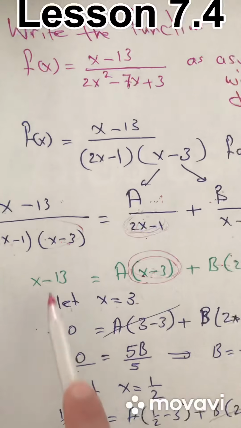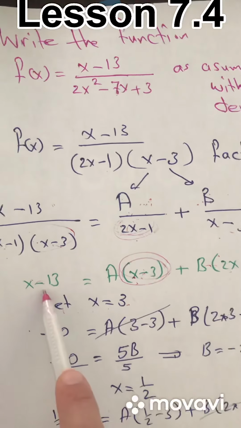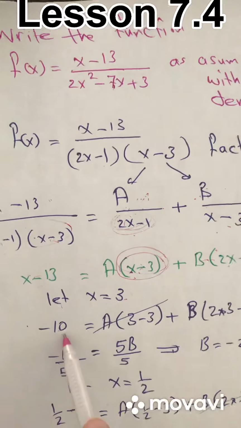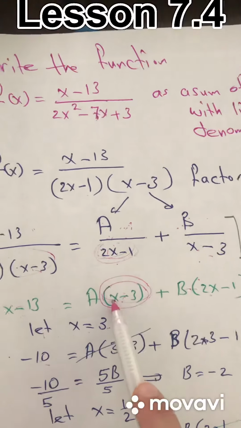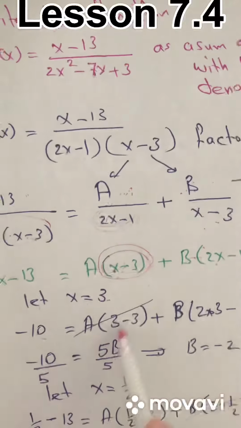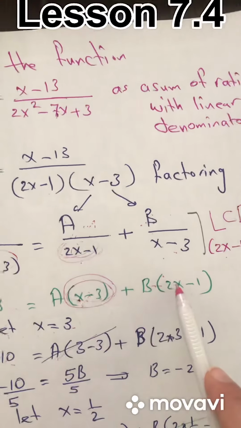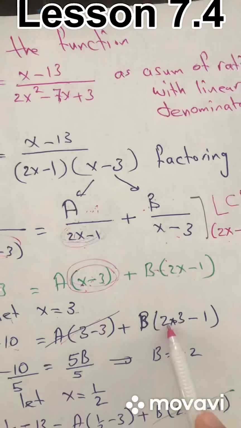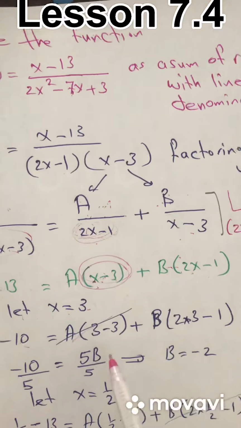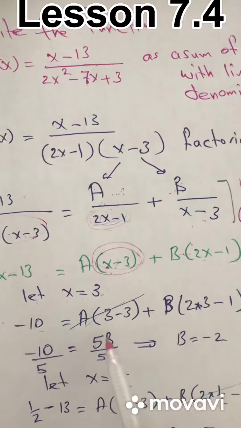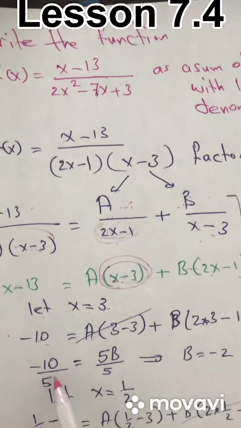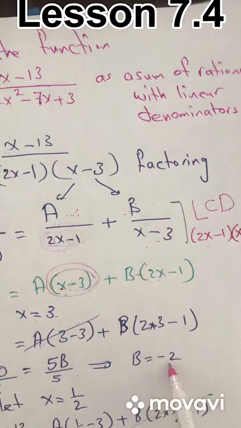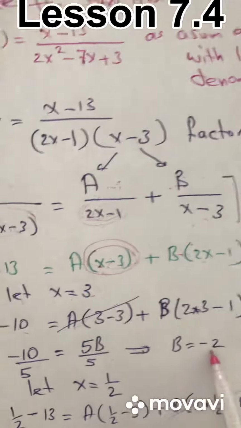What I will do, I will substitute in that equation. So 3 minus 13, which is minus 10, and 3 minus 3 will be 0, so it cancelled. And when you multiply 3 times 2, it will be 6, minus 1, which will be 5. So minus 10 equals 5b. What I did, division by 5, division by 5. So b is equal to negative 2.